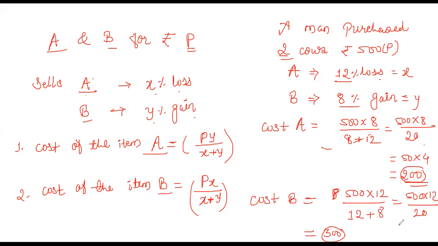Selling price is equal to 200 into 100 minus 12 divided by 100. And the selling price of the second cow is 300 into 100 plus 8 divided by 100. Because here there is an 8% gain, and here there is a 12% loss. Okay, so now we need to find the selling price. Selling price of the first cow.